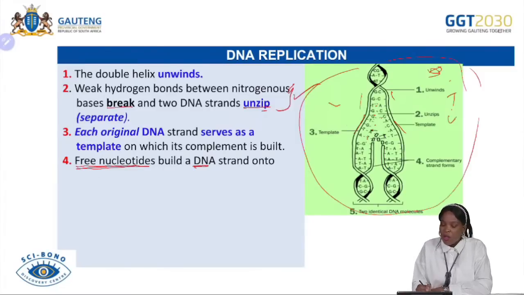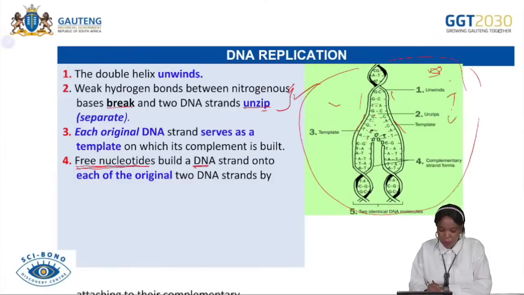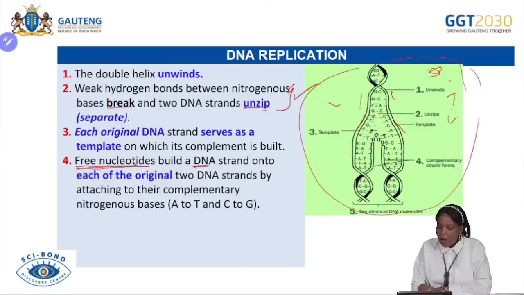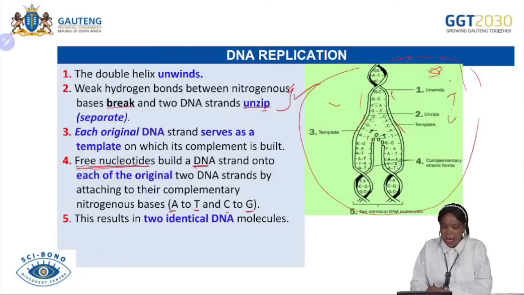So the free floating nucleotides attach to the original strands, now forming a complementary strand. Now we know how the bases pair. The nitrogenous bases pair: A pairs with T, and C pairs with G. So this will happen as the free floating nitrogenous bases come. You get a mark for that. Now, this results in what? In 2 identical DNA molecules. Remember, because the sequence of the nitrogenous bases was the same, what will come here will form a strand that is similar to the other one.